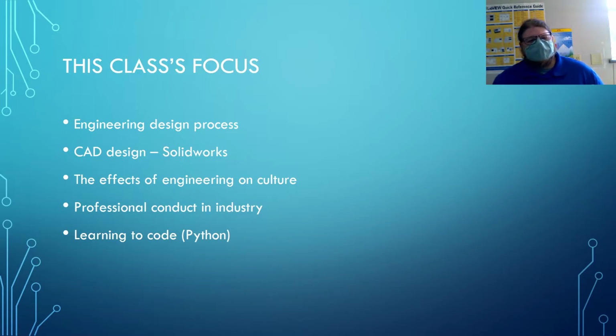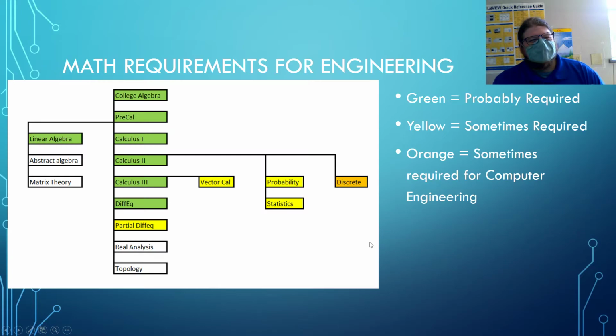So what do we focus on in this class? A lot of this is going to be the engineering design process. That's what we use to go from, hey, here's a problem that affects a group of people, and follow that through to a prototype that solves the problem. We do CAD design. We're going to use SolidWorks. We also talk about the effects of engineering on culture and professional conduct, and we're going to get some initial learning on how to code in Python and a couple other things.